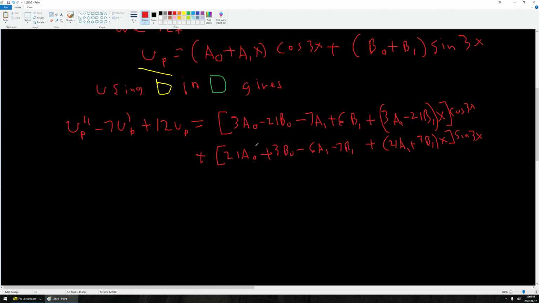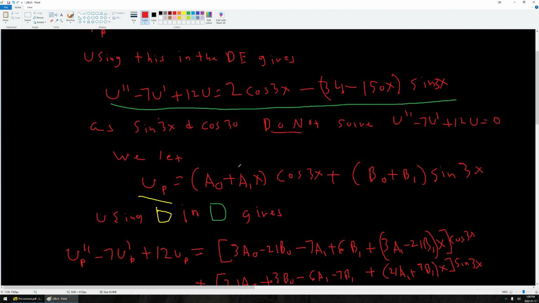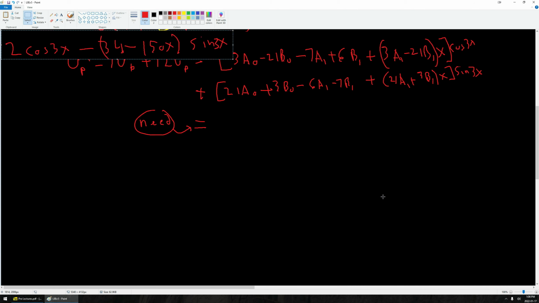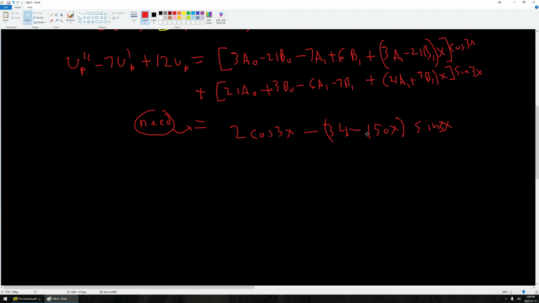Okay, so now what's next? Well, this is the left-hand side of the differential equation. So if this is going to be a solution, I need this thing to be equal to the right-hand side of the differential equation. So if I just go back up here, this is what the right-hand side of my differential equation was. So I can take this guy and paste it here. I need this equality to hold.